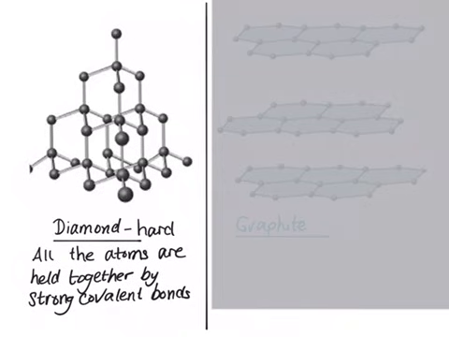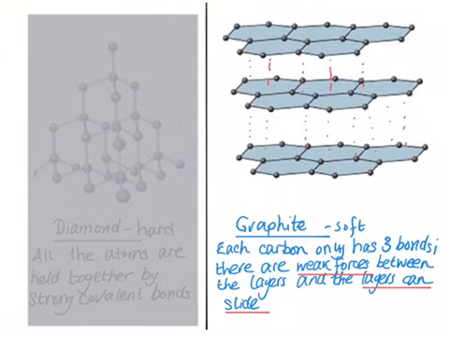So the reason why diamond is hard is because all the atoms are held together by strong covalent bonds. Remember, a covalent bond is a shared pair of electrons. So if you wanted to snap a piece of diamond or break it off, you would have to break one of these bonds here, and these bonds are very strong. So because these bonds are very strong, it's hard to break the structure down, so diamond is hard. This is different from graphite.